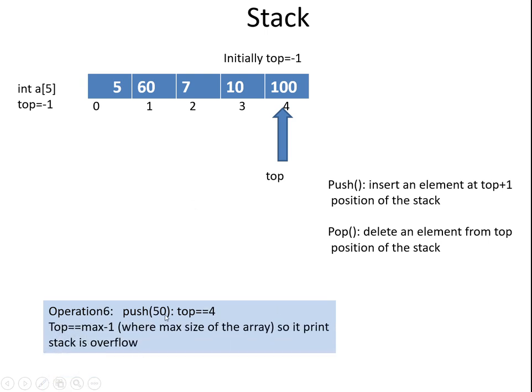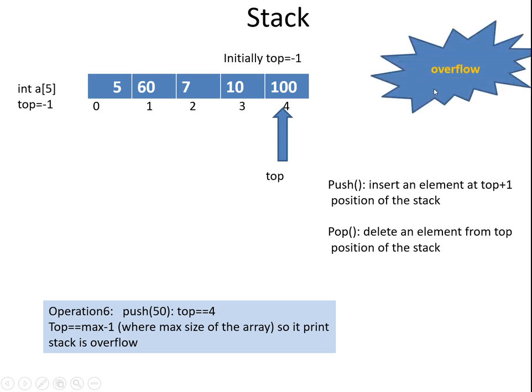Now push 50. When the top is at position 4, that means top is equal to maximum minus 1, where the maximum size of the array is 5. So now the stack overflow condition is matched. This will print overflow, that the stack is overflowed.